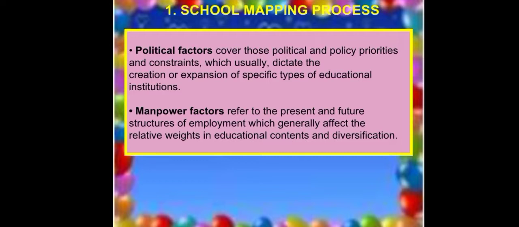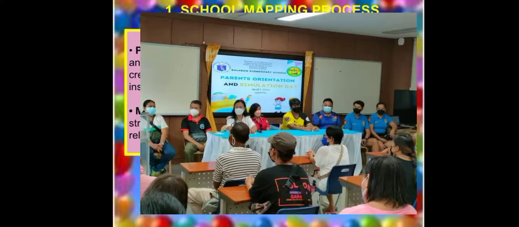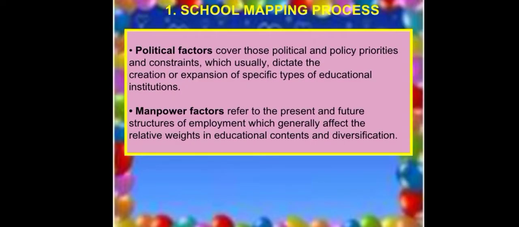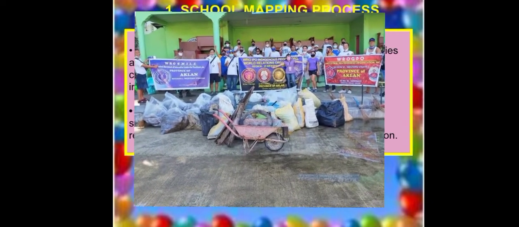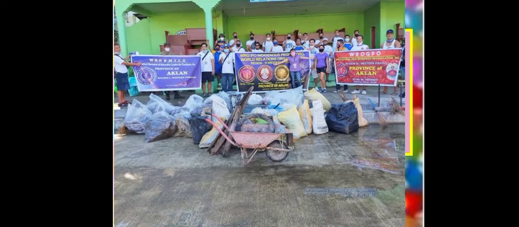This covers those political and policy priorities and constraints which usually dictate the creation or expansion of specific types of educational institutions. Next is the manpower factors. Refers to the present and future structures of employment which generally affect the relative weights in educational contents and diversification.